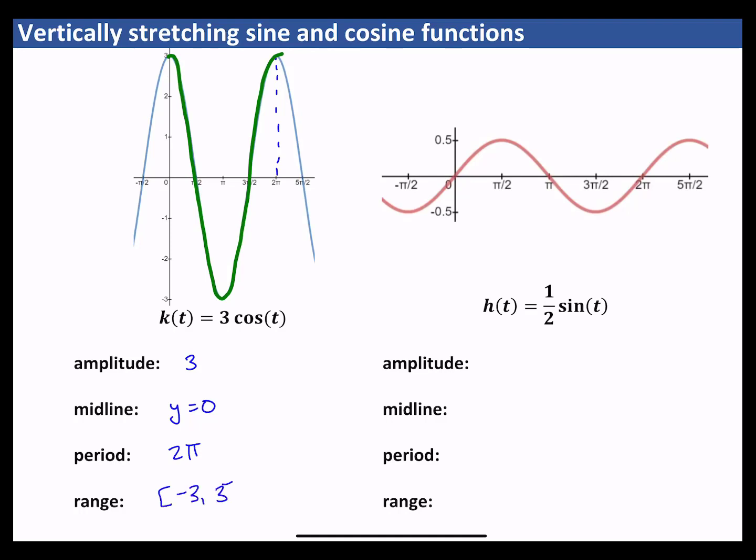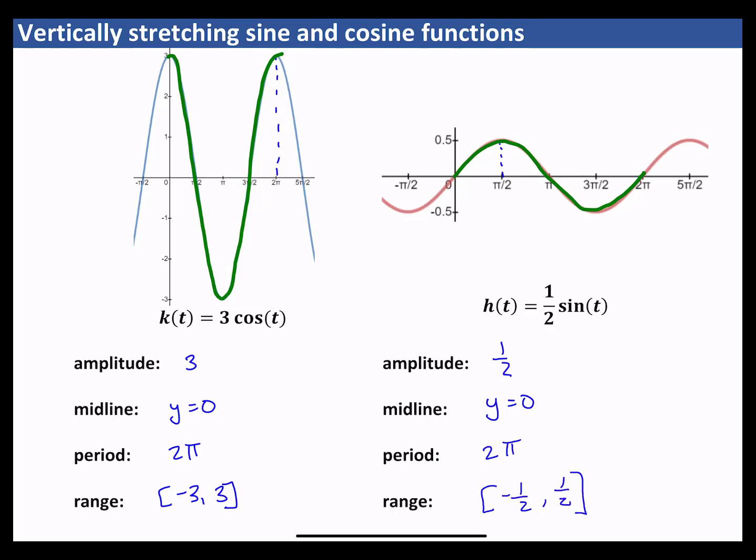And for h of t equals 1/2 sine of t, we observe that the amplitude is 1/2 and the midline is y equals 0. We also see that it takes an interval of length 2 pi to complete one cycle, so the period is 2 pi. And lastly, the range is negative 1/2 to positive 1/2.